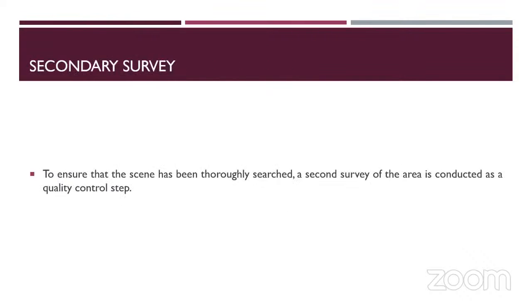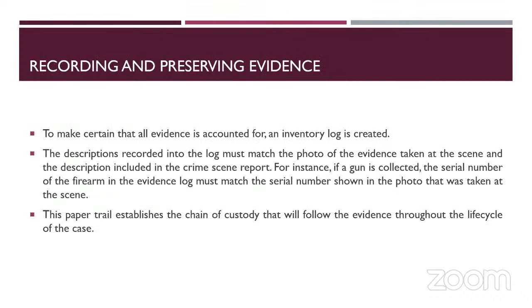And then a secondary survey, just in case, as an investigator we might have missed some of the evidence, or we might have ignored some evidence unknowingly. So going through the crime scene for a second survey is a really important step, just to ensure that no evidence is left unturned. To ensure that the scene is thoroughly searched, a second survey of the area is conducted as a quality control step. And then recording and preserving the evidence to make certain that all evidence is accounted for and an inventory log is created.